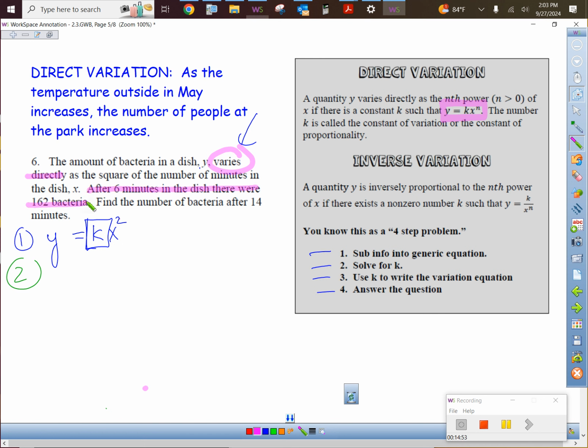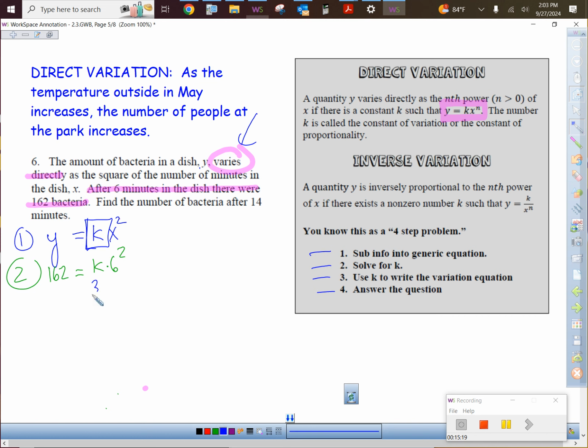Step 2 is they'll give you one data point like this. After 6 minutes in the dish, there was 162 bacteria. So we're going to put 6 in for X because that's minutes, and we're going to put 162 in for Y because that's bacteria, so we'll sub that in. But what we don't know is K. We just don't know K. Are you kind of with me? I put 6 in for X, and then I put 162 in for Y.